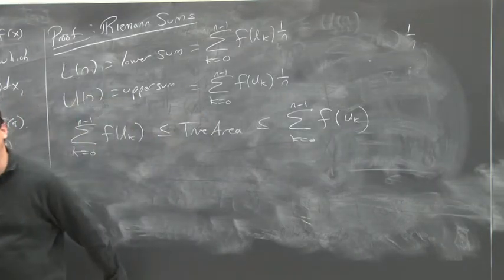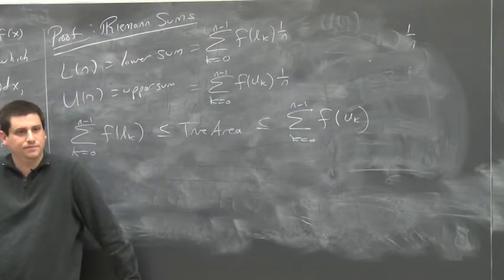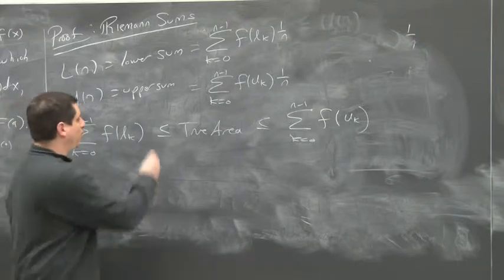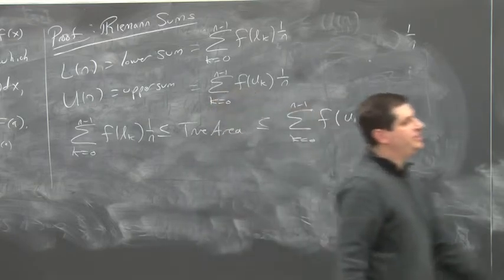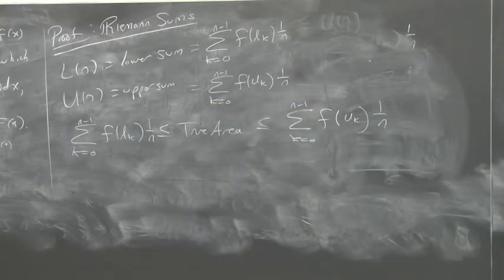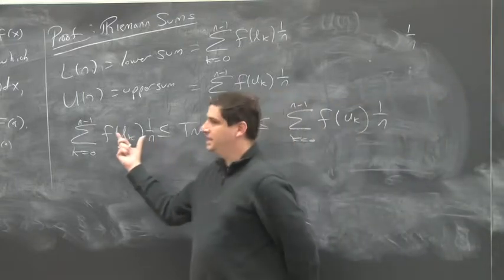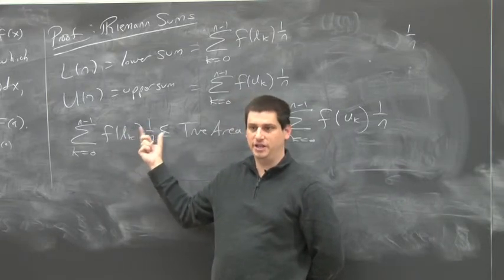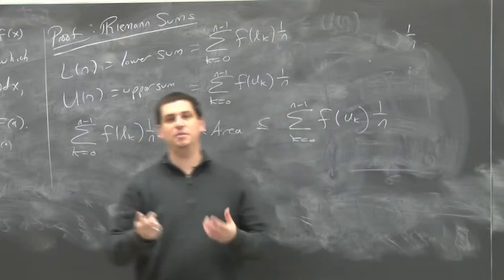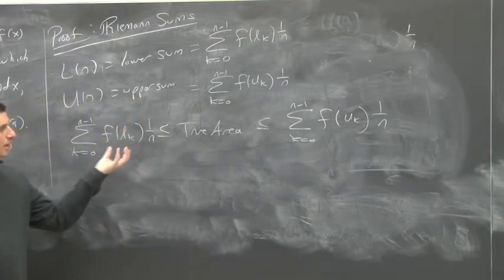What mistake did I make? Good, I forgot the 1 over n's. The area in one of these boxes is the height times the length of the interval, and the length of the interval is 1 over n. So each one of these quantities is an upper or lower bound for the area under the curve in the corresponding interval. And if I sum them all together, this will be my lower bound, this will be my upper bound.